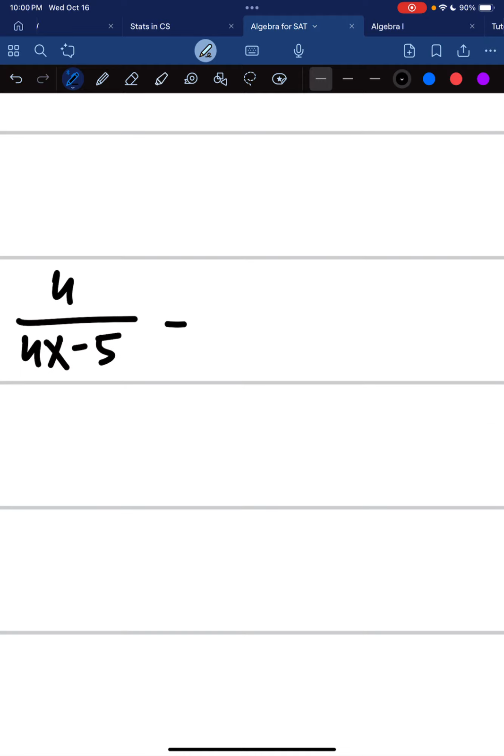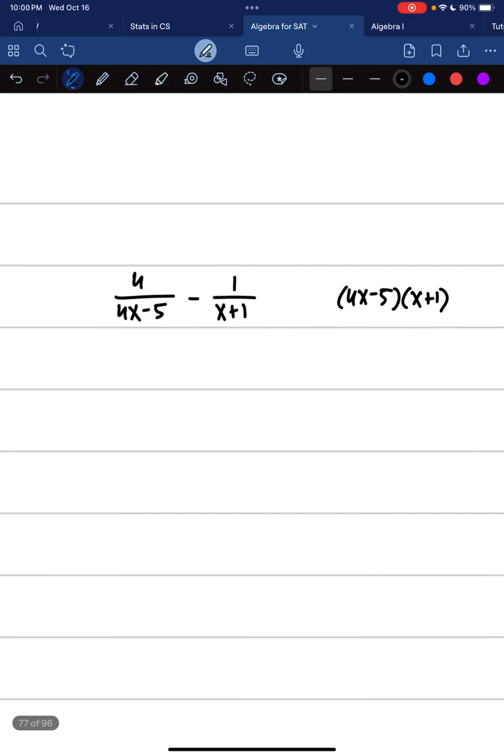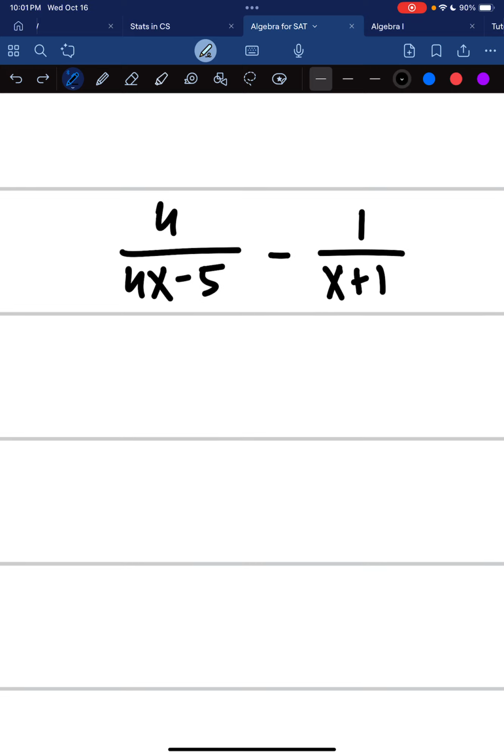So let me rewrite this over here. We have 4 over 4x minus 5 minus 1 over x plus 1. So my common denominator that I'm going to use is 4x minus 5 times x plus 1. So we can see that for this first fraction, it already has the 4x minus 5 in its denominator, but it's missing this x plus 1. So I'm going to multiply the first fraction by x plus 1 on the numerator and denominator.